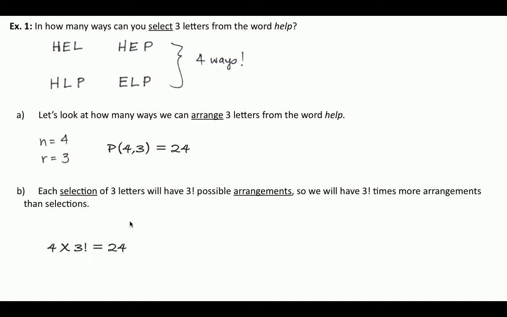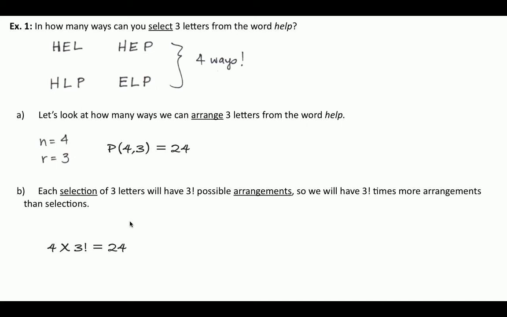Now, what we didn't tell you in permutations is that not only are you arranging the 3 letters from the word help, but you're selecting and then arranging. That's what that NPR, that 4P3 means: of the 4, select and then arrange 3. So what if we don't care about the arrangement of those 3? We just want to have the select part.